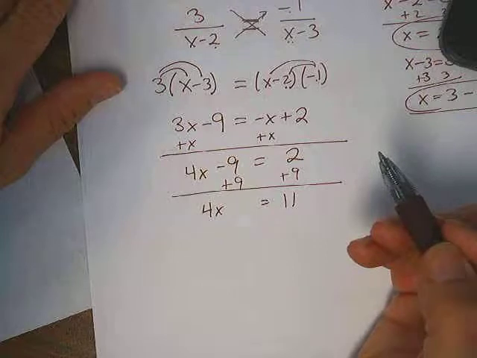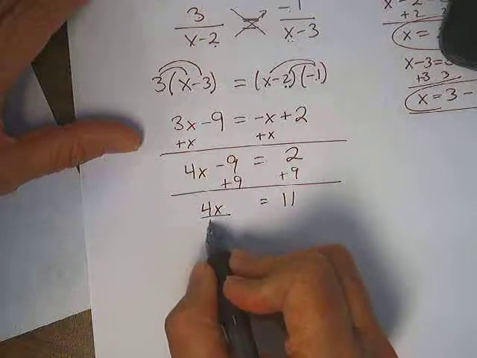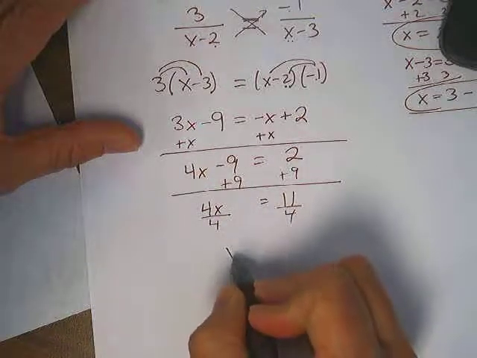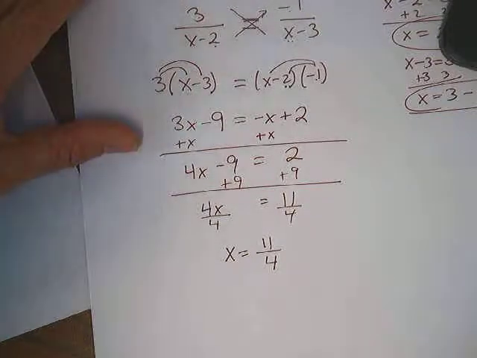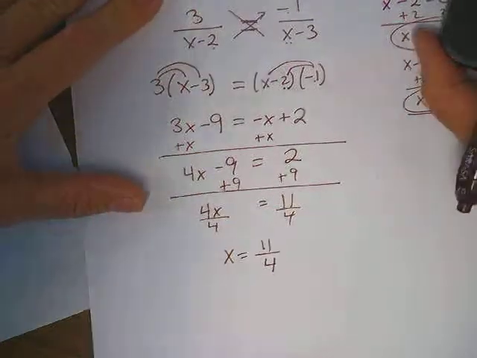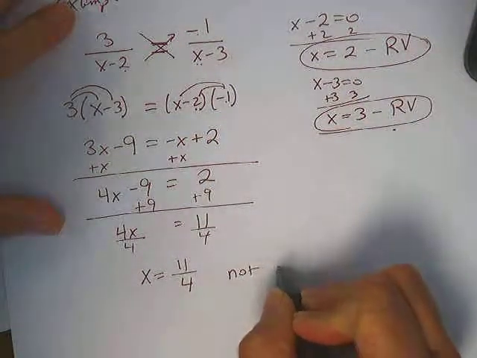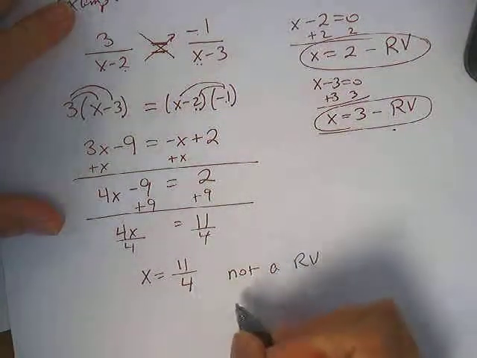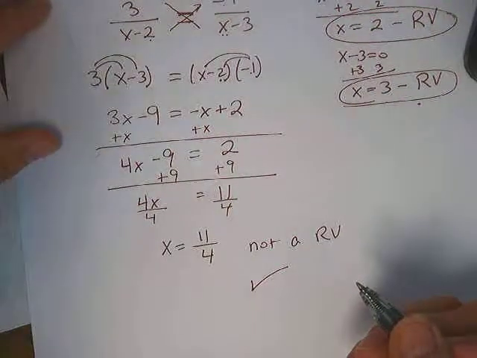Let's make sure I made no mistakes here. Looks good, okay. And final step, I need to divide by 4. So x equals 11 over 4. Does 11 over 4 equal either of our restricted values? Okay, so it's not a restricted value, so it's good. That is our solution to our problem here.